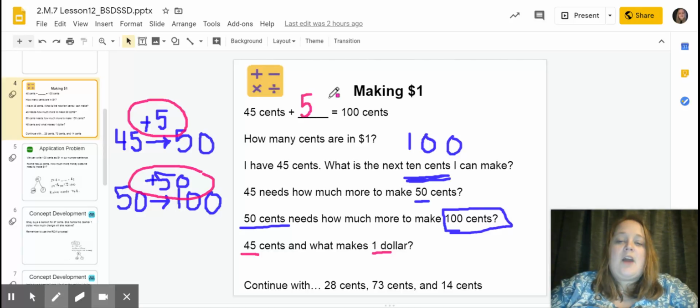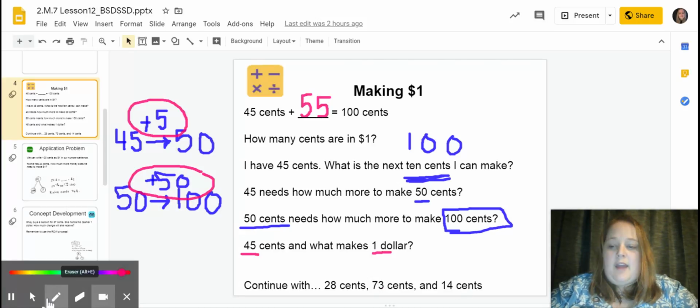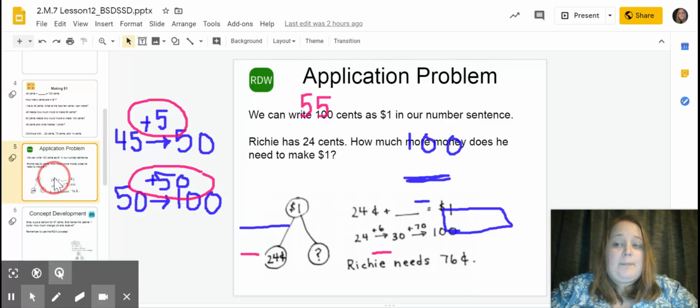So now that you know how to solve this kind of problem, now here is your challenge. On notebook paper, I want you to do the same thing with 28 cents. Try to get to $1 or 100 cents, 73 cents, and 14 cents. All right. Now that you know what we're going to do on that, we're going to go to the next one, which is our application problem.